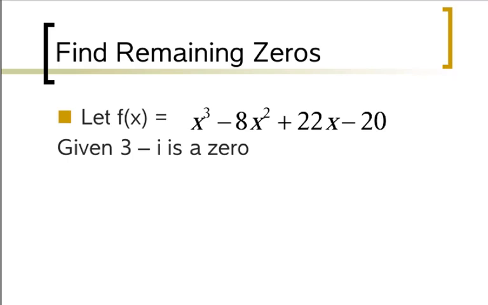In this lesson, we're going to take a look at finding the remaining roots when we've got a complex root that's given to us. Basically, we're given that x equals 3 minus i. Well, if x equals 3 minus i, we're actually given two roots at once. It's kind of a two-for-one deal.